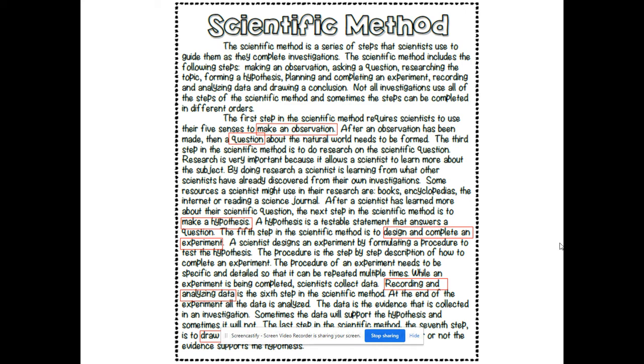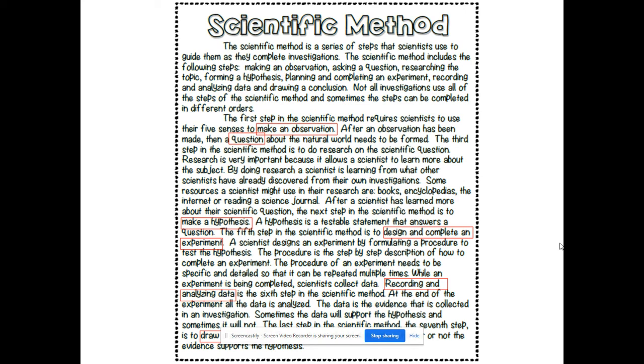The third step in the scientific method is to do research on the scientific question. Research is very important because it allows a scientist to learn more about the subject. By doing research, a scientist is learning from what other scientists have already discovered from their own investigations. Some resources a scientist might use in their research are books, encyclopedias, the internet, or reading a science journal.